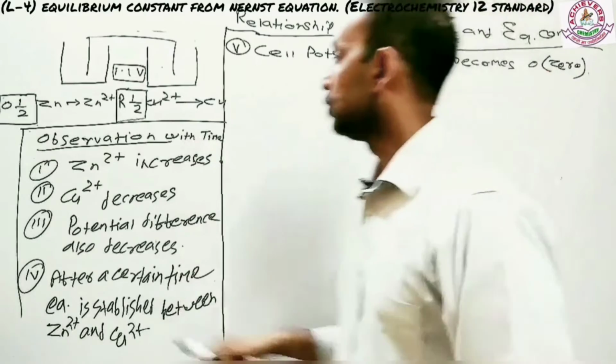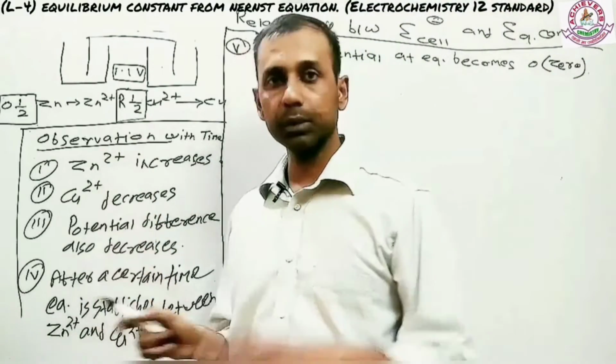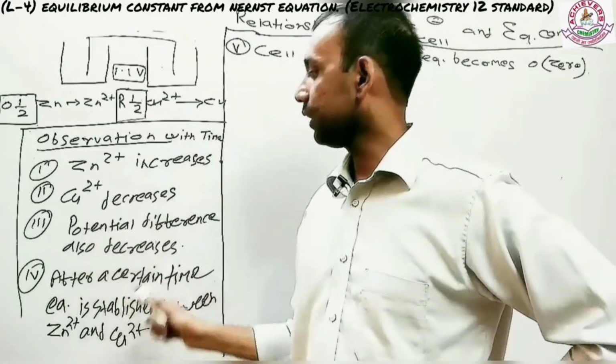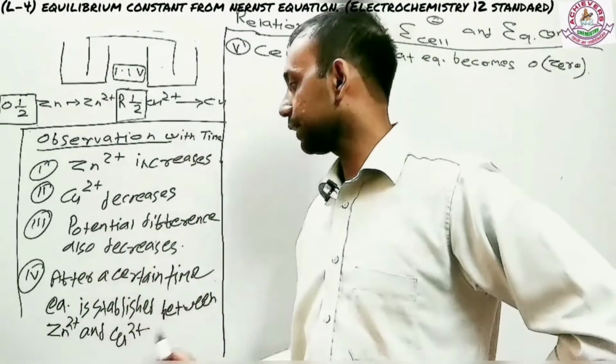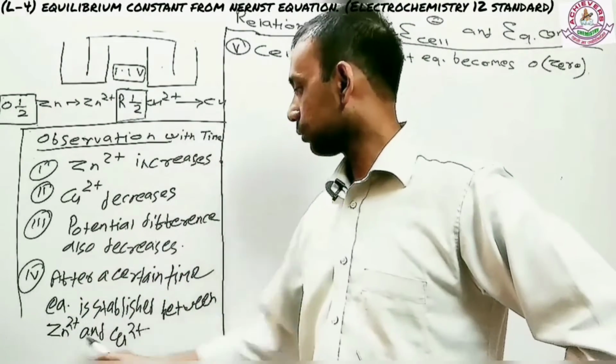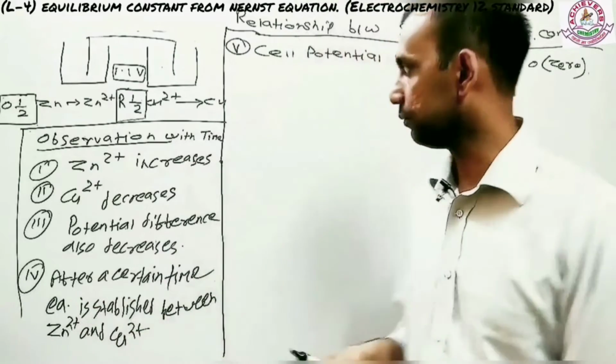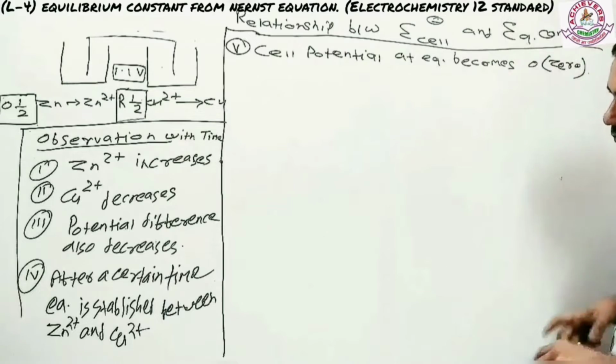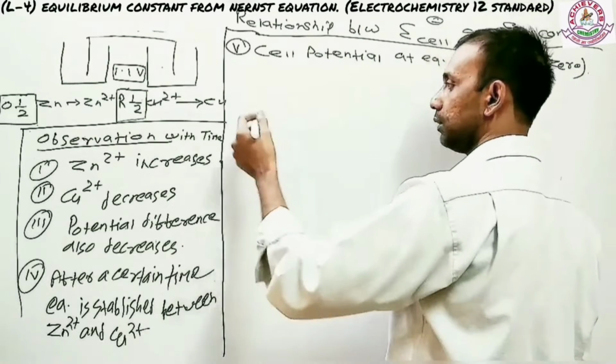Let me tell you something. With the passage of time, these are the 5 observations we understand. First, zinc ion will increase, copper ion will decrease, the potential difference starts decreasing, and after a certain time, when equilibrium is established, zinc and copper both come under the equilibrium phase. And the final observation is that the potential difference of the cell becomes 0. Okay, now we come to the last phase here.